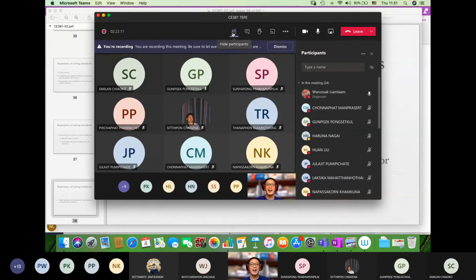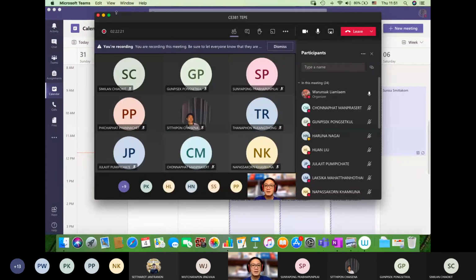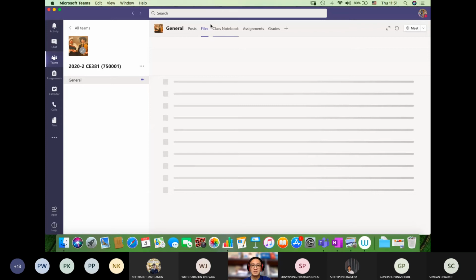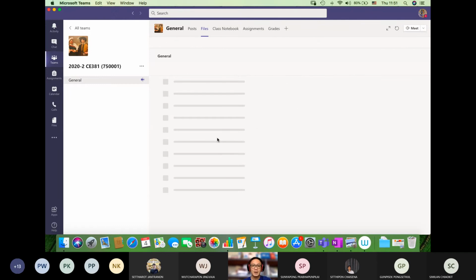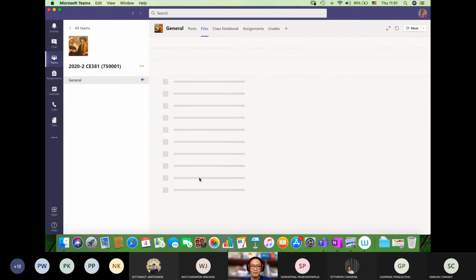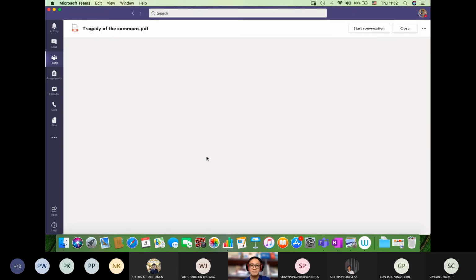Okay, so inside the Microsoft team, there's one article talking about the tragedies of the commons. So you can spend some time and then have a look at it first. If you come to the other reading materials, you will find one article. The title is "The Tragedies of the Commons."